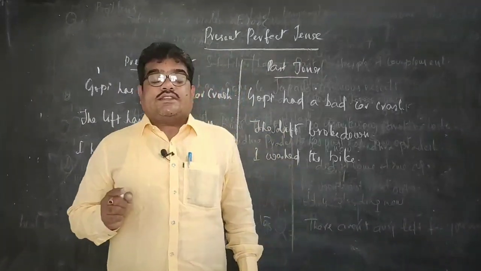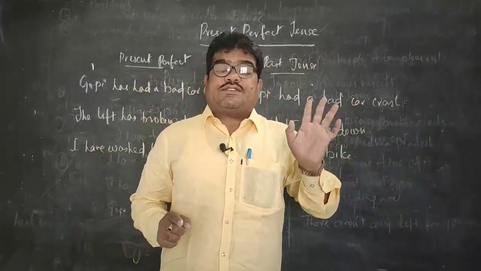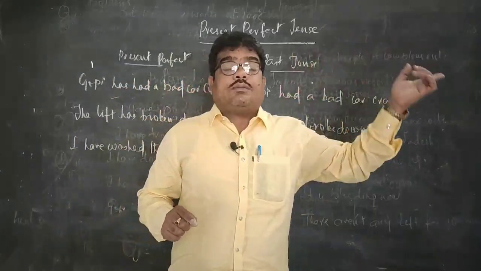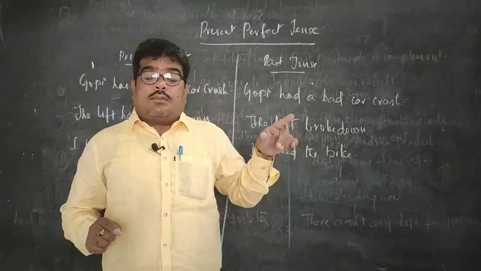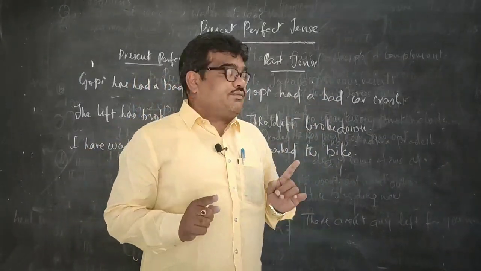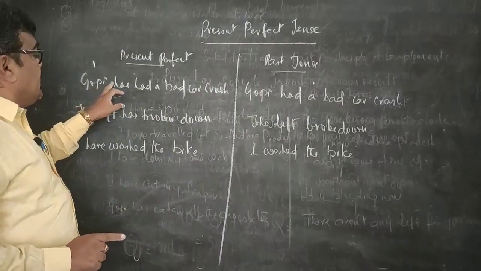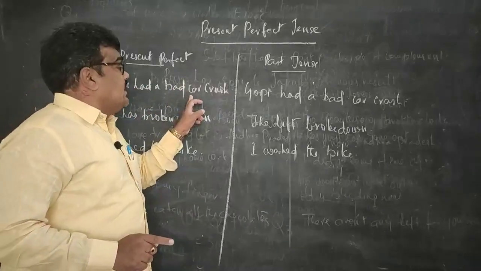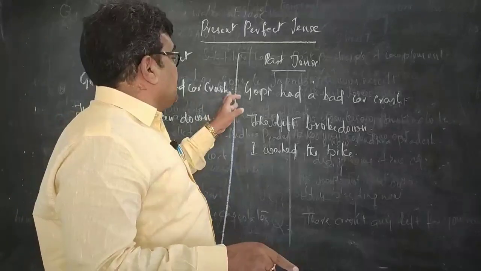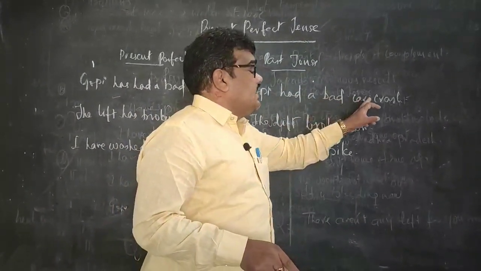The present perfect tense talks about the past as well as the present. I repeat once again, it talks about the past as well as the present. I shall show you with some examples. For example, this is in present perfect tense: Gopi has had a bad car crash. If I write this sentence in past tense, it will be: Gopi had a bad car crash.